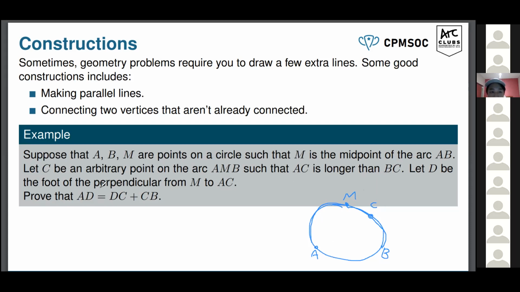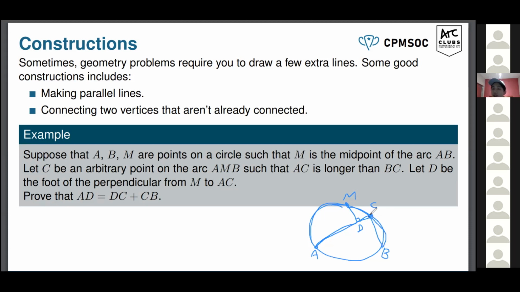And let D be the foot of the perpendicular from M to AC. So D will be here. Right? It's always nice to draw some nice diagrams. So now we have to prove that AD is equal to DC plus CB. So AD is equal to DC plus CB.